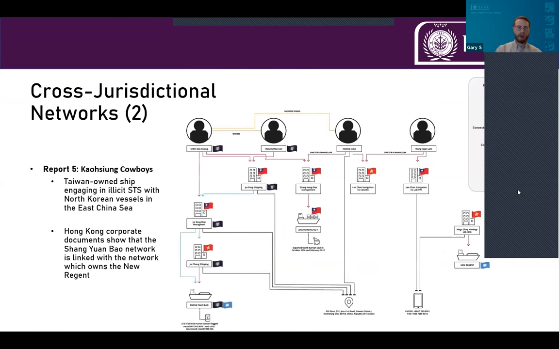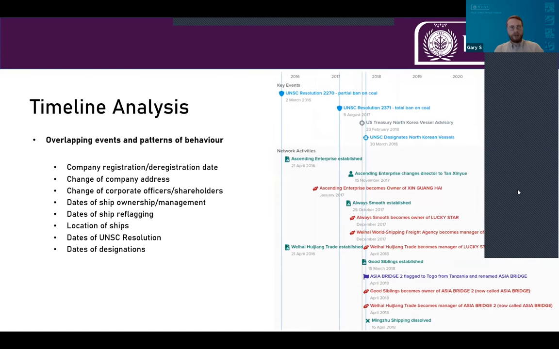And same with another one here, where you've got a Taiwanese-based company that had a registered Hong Kong company connected to another ship which had been doing illicit activity and going into North Korea as well. Another technique we also use is timeline analysis, where we're looking for overlapping events and patterns of behavior as well.